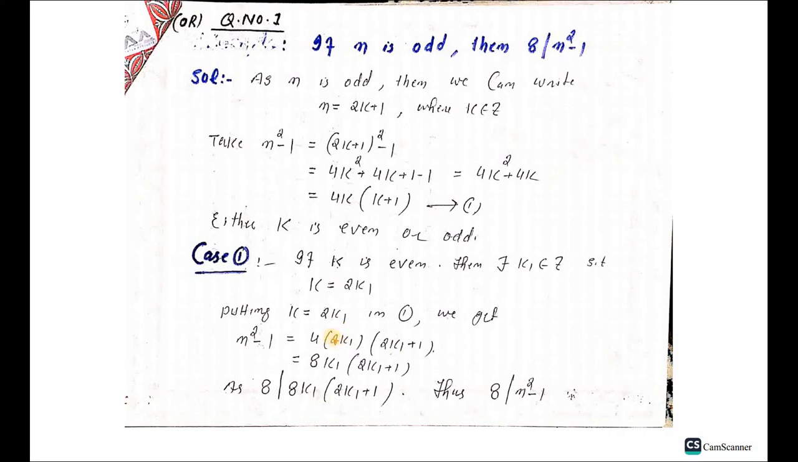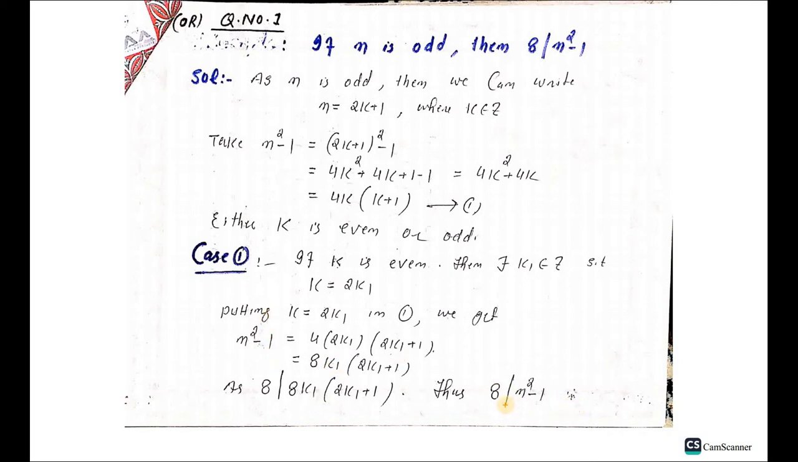Now this 2 and this 4 will be multiplied together. Now here we have this result. Since 8 divides 8 times k1, 2k1 plus 1, this 8 divides this expression, hence we can say that 8 divides n square minus 1, because this expression is equal to n square minus 1. Since 8 divides the right hand side, hence 8 will divide the left hand side.